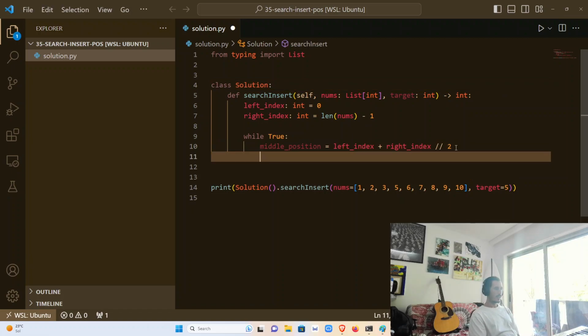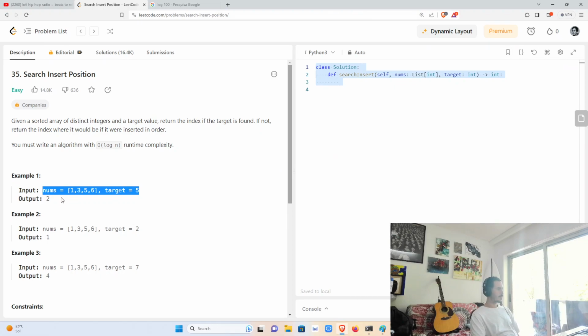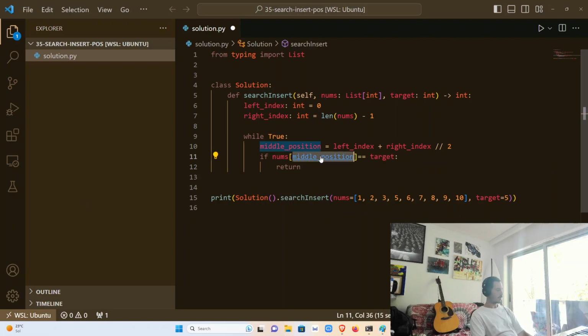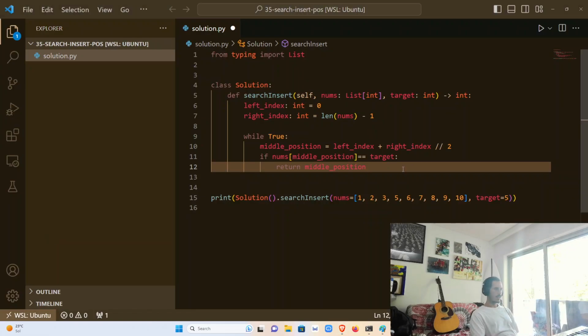Middle position. So if nums of middle position is equal to target, we return, what were we supposed to return? We return the middle position, we return the index. And if we don't find it, we return the index where it should be.